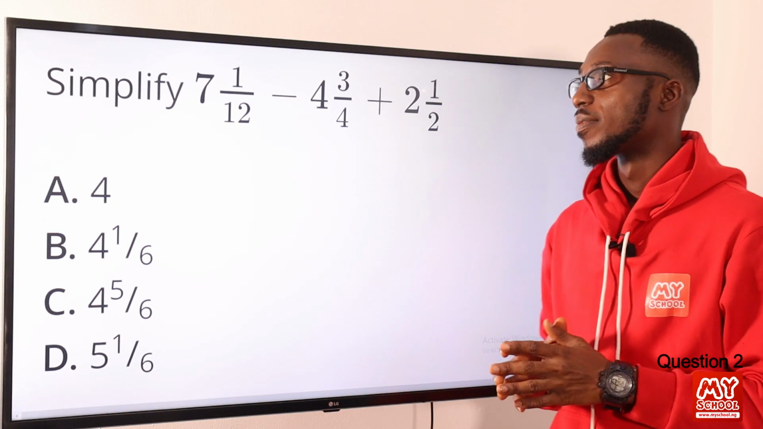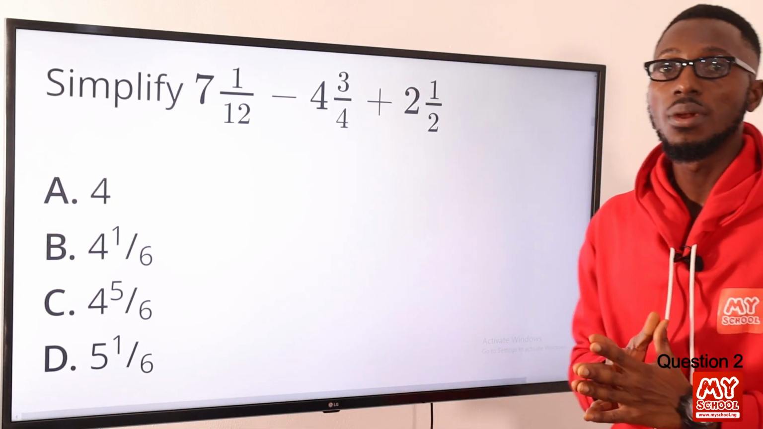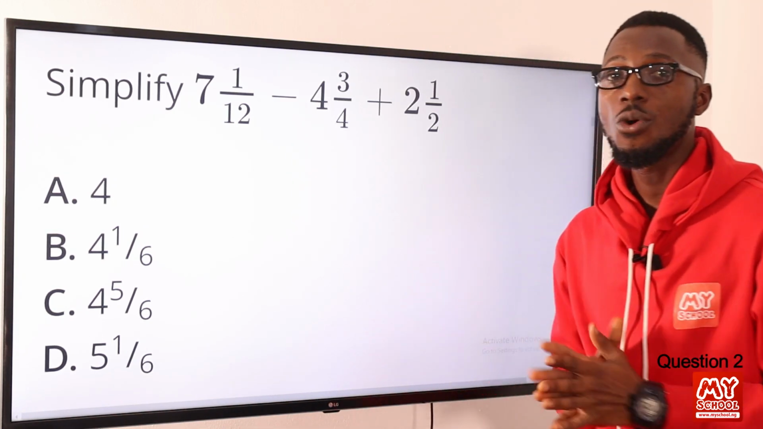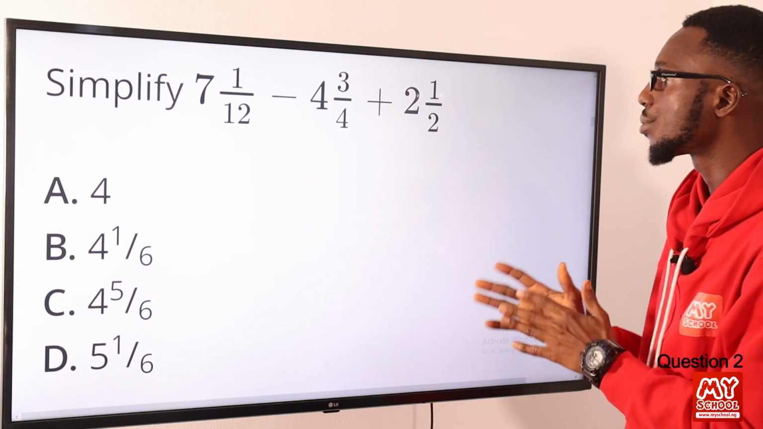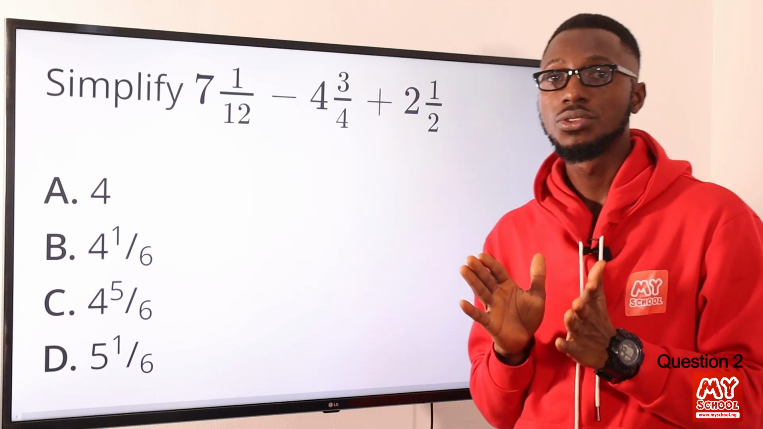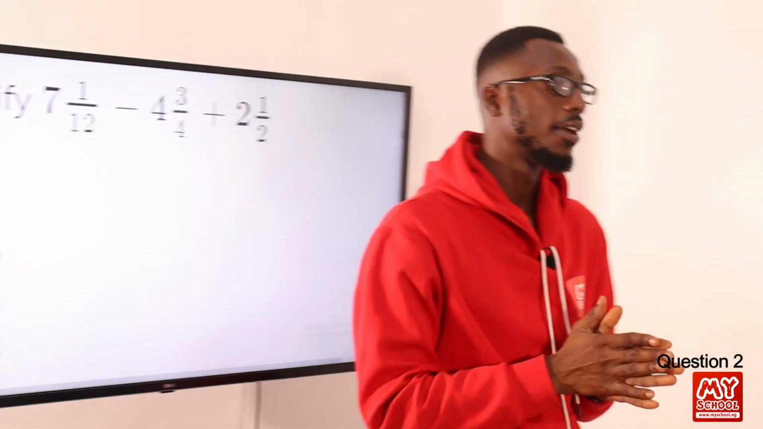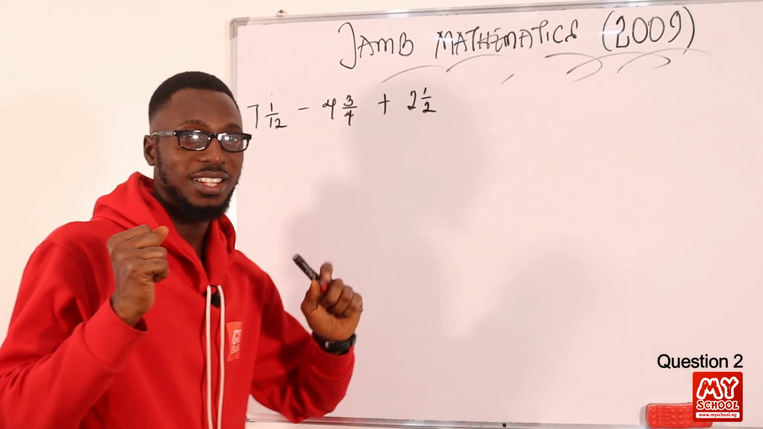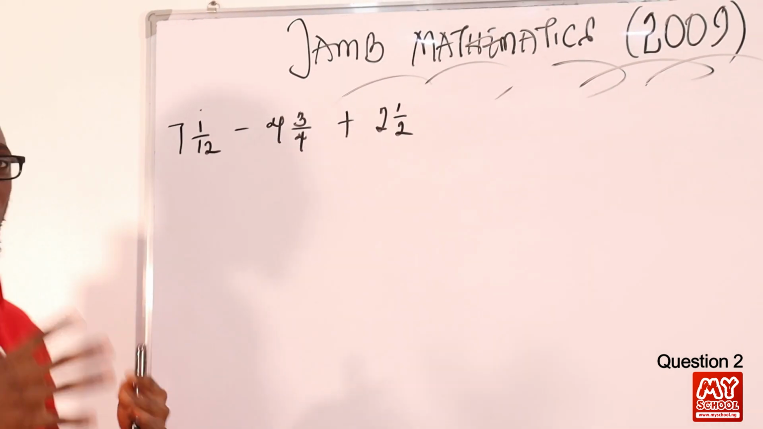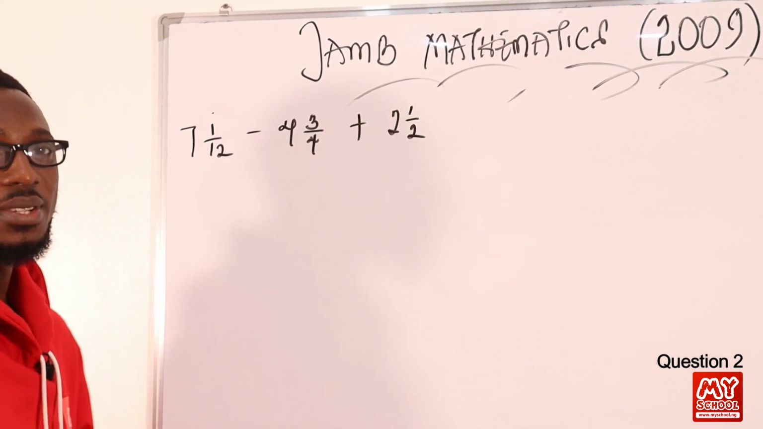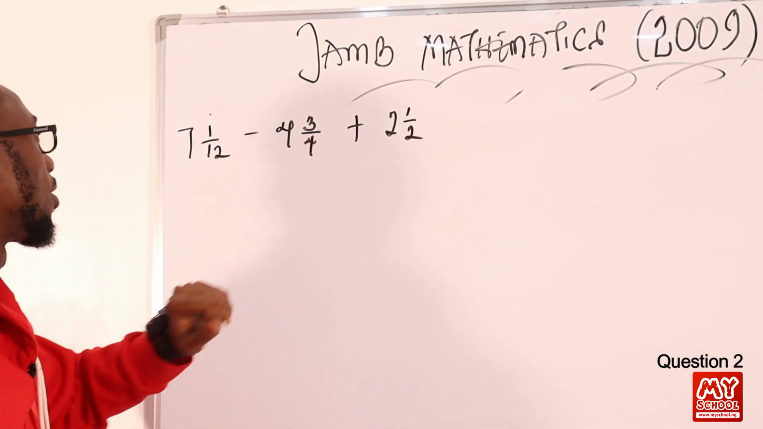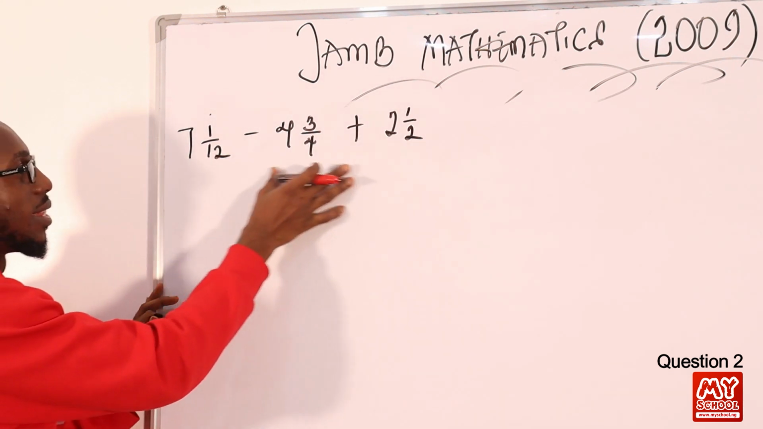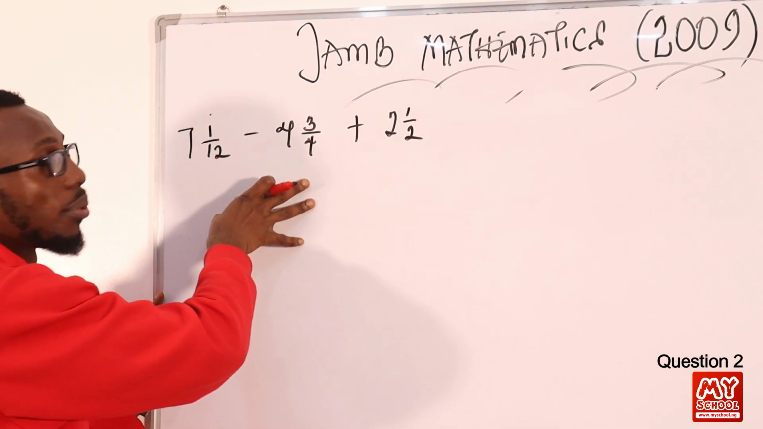Question 2. Simplify 7 whole number 1 over 12 minus 4 whole number 3 over 4 added to 2 whole number 1 over 2, or you can say 2.5. I'm just going to do this using the traditional method we are used to. There are as well several methods to tackle this question. So I'll just convert these to their improper fractions.